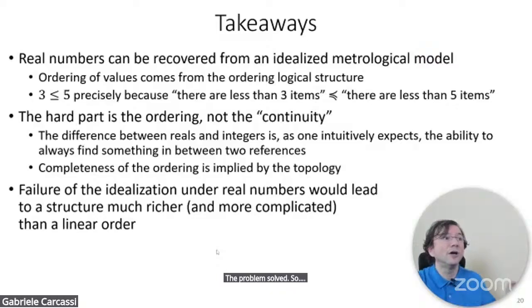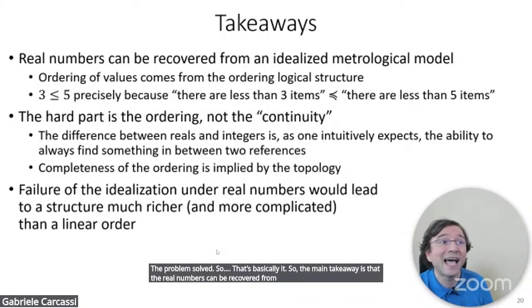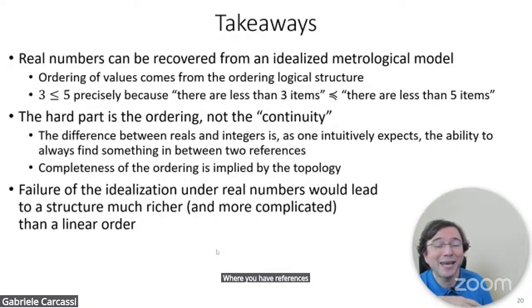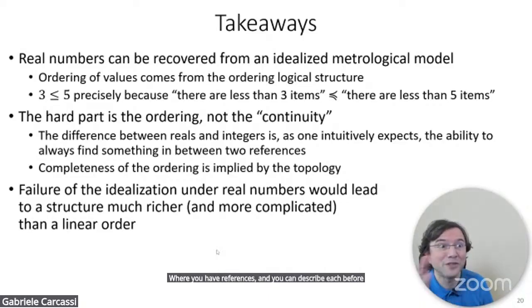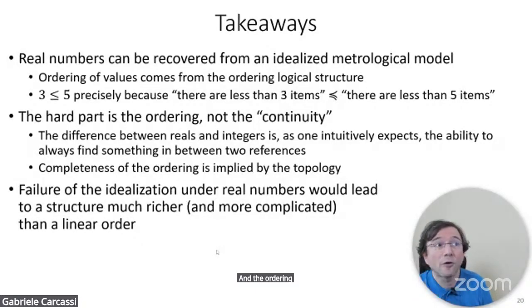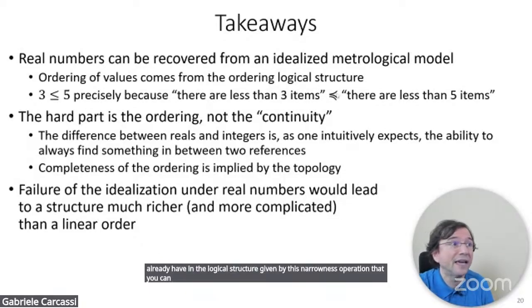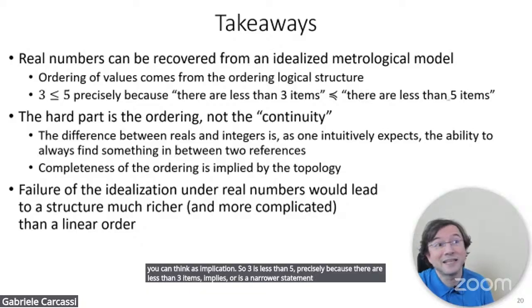So that's basically it. The main takeaway is that the real numbers can be recovered from essentially an idealized metrological model where you have references and you can establish before and after with these references. And the ordering of value comes essentially from the ordering that you already have in the logical structure given by this narrowness operation that you can think of as implication. So 3 is less than 5 precisely because "there are less than 3 items" implies, or is a narrower statement than, "there are less than 5 items."